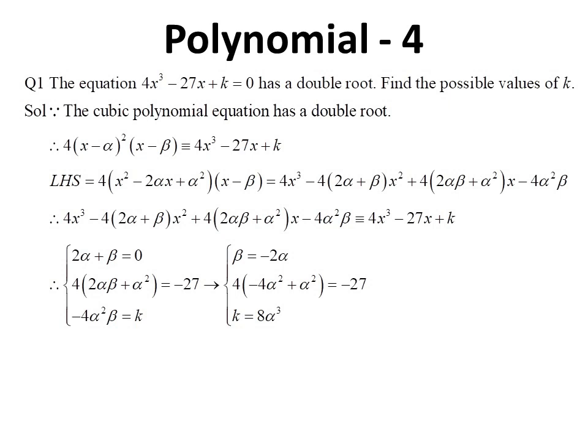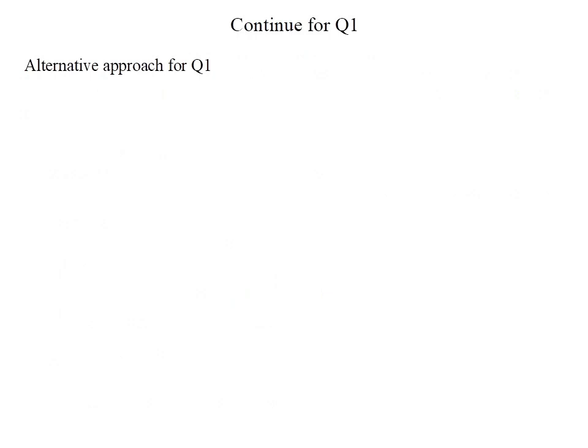After substituting beta as -2 alpha into the second equation, we find alpha is equal to 3 over 2 or -3 over 2. Hence, we back substitute the values of alpha into the third equation and find the possible values of k are equal to 27 or -27. Now let's look at an alternative approach for example 1.